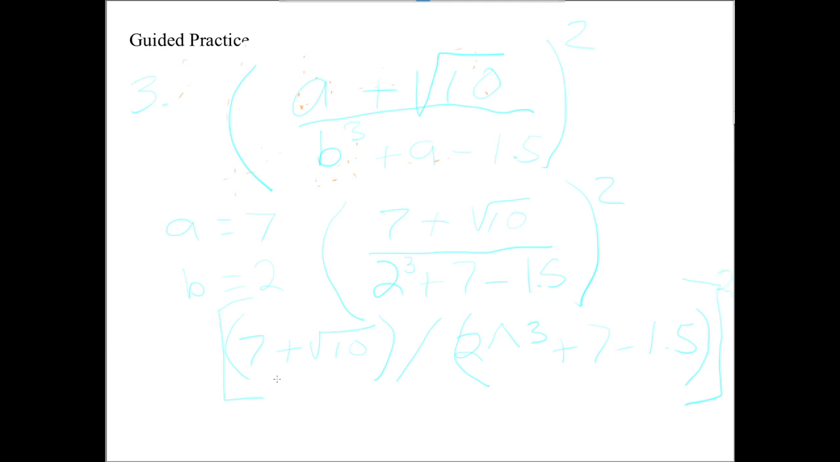So here you've got something that you can enter into your calculator, and having written it out gives me a chance to maybe get it right on the calculator. I put in a bracket symbol or a parentheses. It could be double parentheses. Parentheses, 7 plus the square root of 10, close that one parentheses. Division symbol, open a parentheses, 2 to the third power, plus 7 minus 1.5, close parentheses, close the other parentheses or bracket, and squared. And now I've got a calculation that I can run through my calculator.